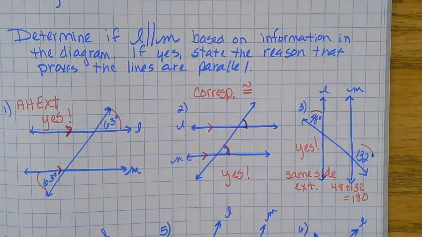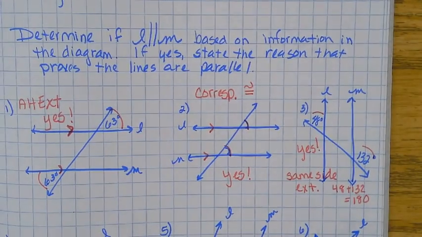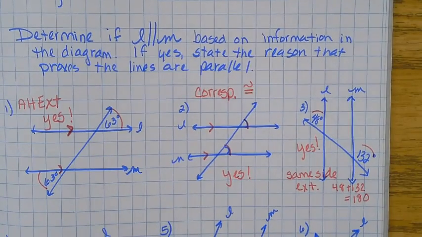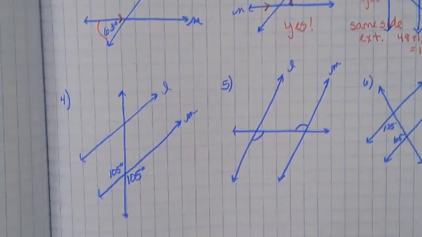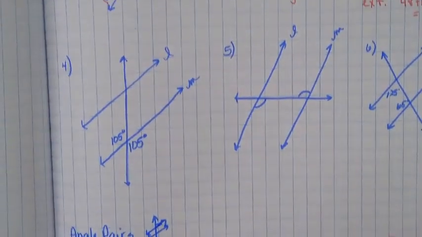So if we can test that they are congruent when they're supposed to be, then that means they're parallel. Or if we can test that they do add to 180 when that's what they're supposed to do, then we know the lines were parallel. Okay.